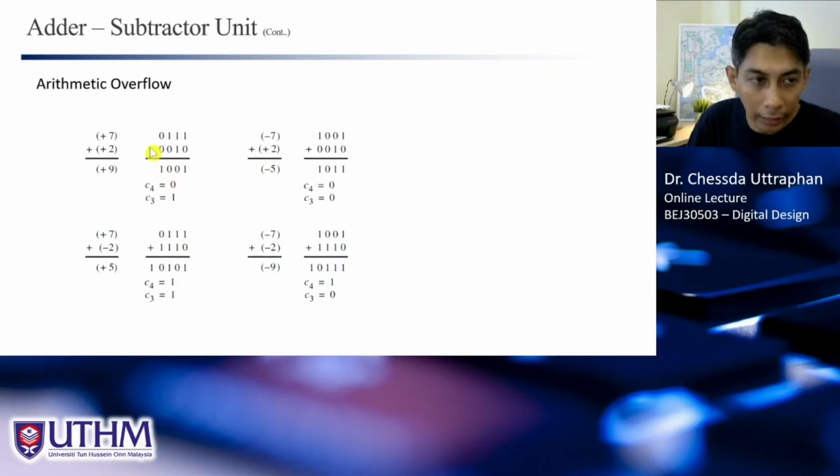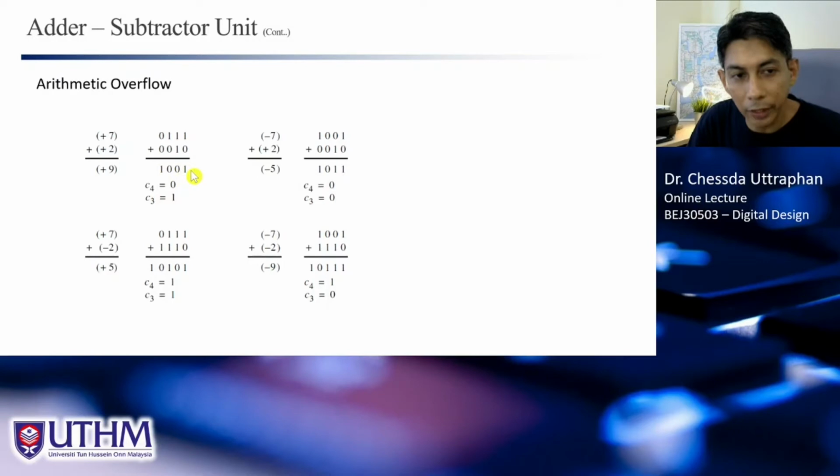When we look at the result here, this is +7? Why? When we look at the sign bit here, it is 0, positive. So this is +7, and this is +2. +7 plus +2, the result must be positive. Positive plus positive, the result must be positive, right? But you look at the result, the sign is negative, which means something is already wrong.